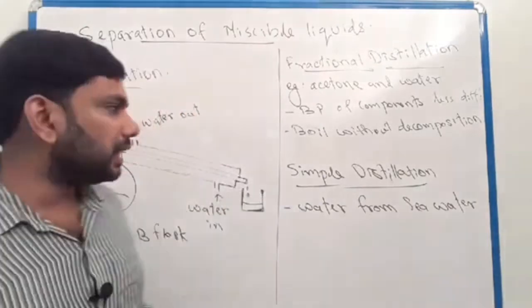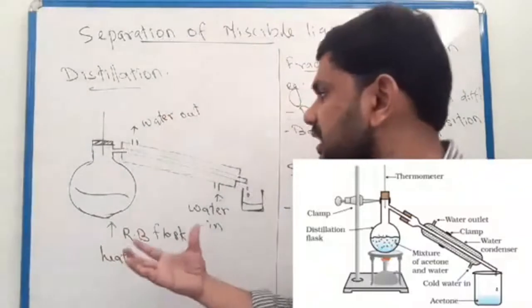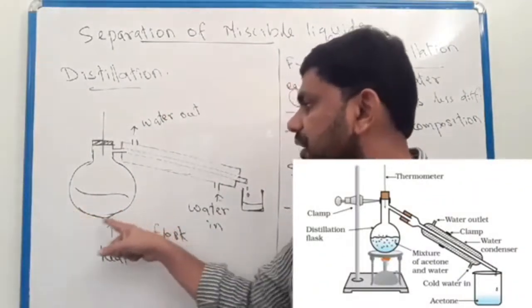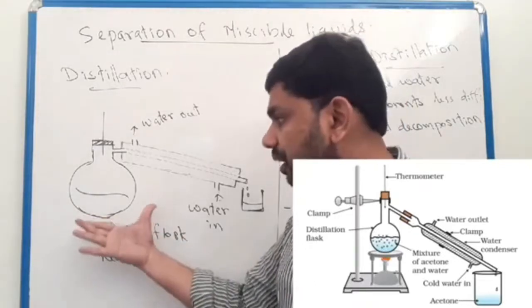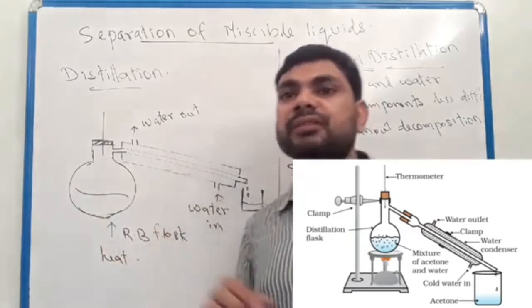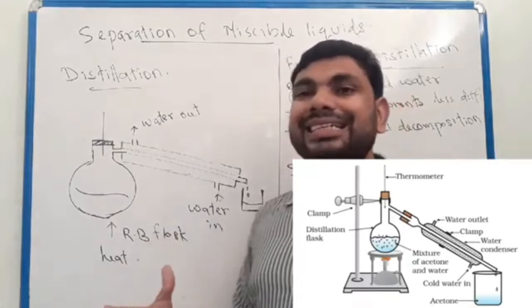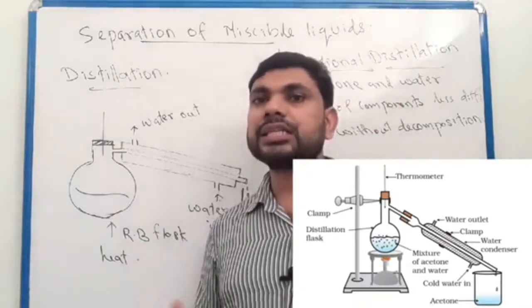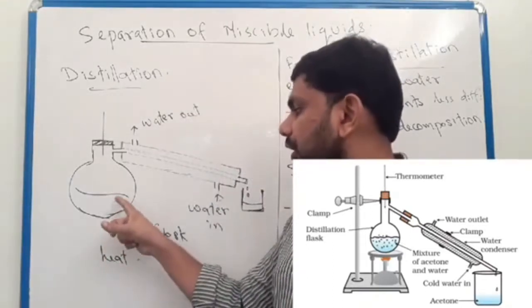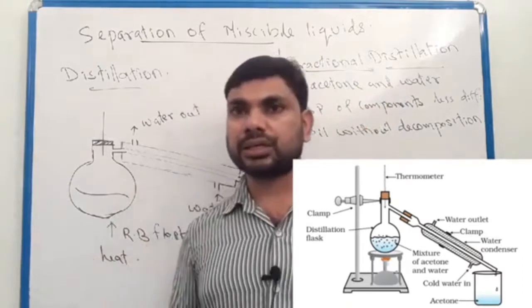Let us see here, this is the apparatus used for distillation. For distillation we will use a special type of flask, a round bottom flask. The bottom part of this flask is round in shape, that's why we say round bottom flask, RB flask, or we can say distillation flask. We will take the mixture in this flask.